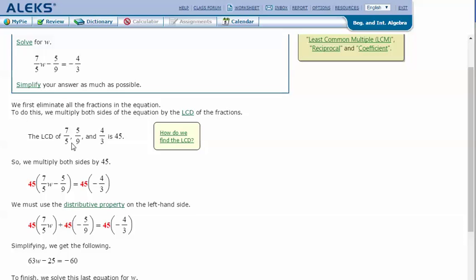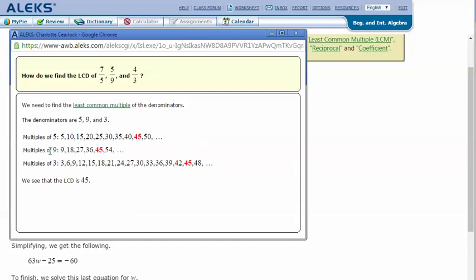Finding the least common denominator of 5, 9, and 3, which is 45. To review how you find the least common denominator, you can list the multiples of each of the denominators until you find the smallest one that they all have in common. Listing the multiples of 5, 9, and 3, the smallest one they have in common is 45. So the least common denominator is 45.